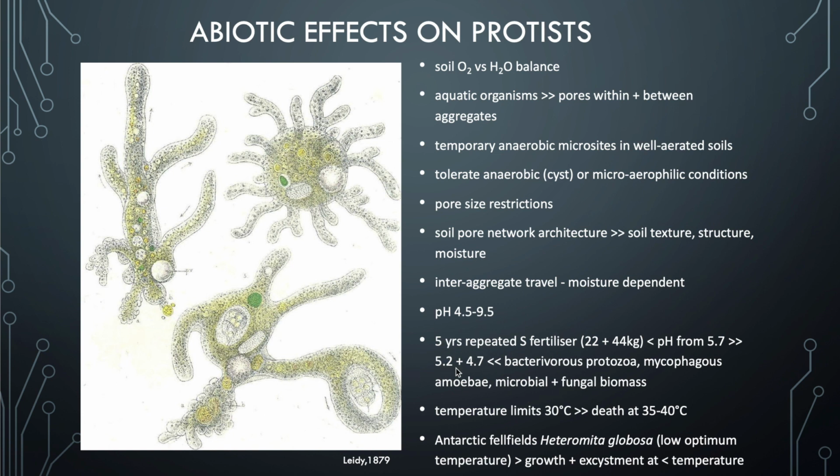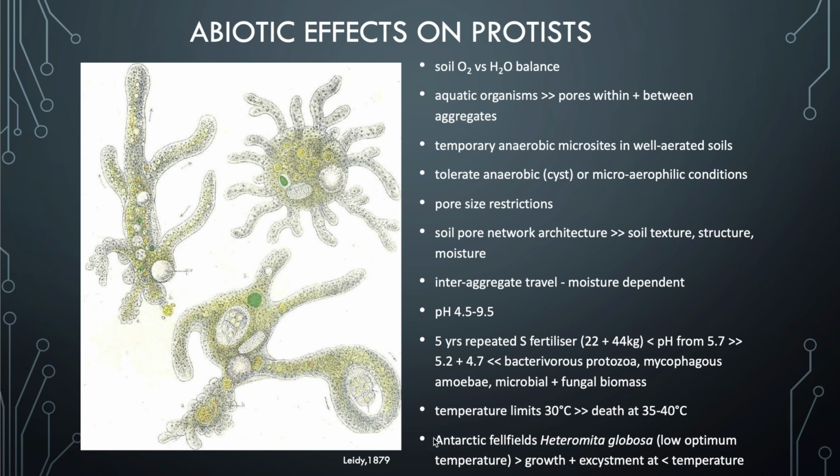There are also temperature limits for protozoa in the soil, with 30 degrees Celsius being the maximum temperature they can withstand, and they experience death at 35 to 40 degrees Celsius. Some protozoa have very specific temperature requirements. For example, in the Antarctic fell fields, Heterometa globosa has a low optimum temperature, and its growth increases, and so does encystment, at reduced temperatures. So it actually prefers cooler temperatures, and it just shows that protists, like every other organism, are adapted to specific conditions within which they thrive.